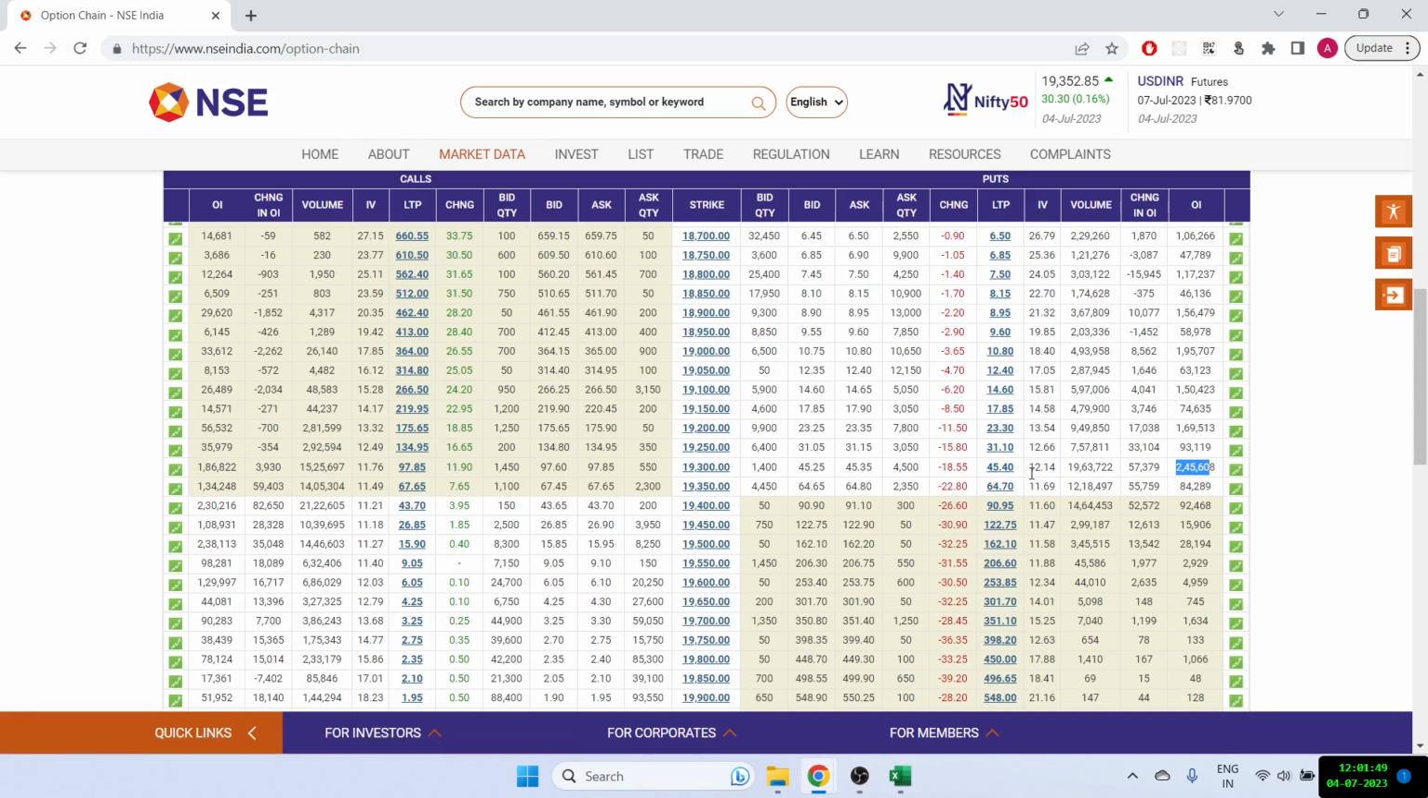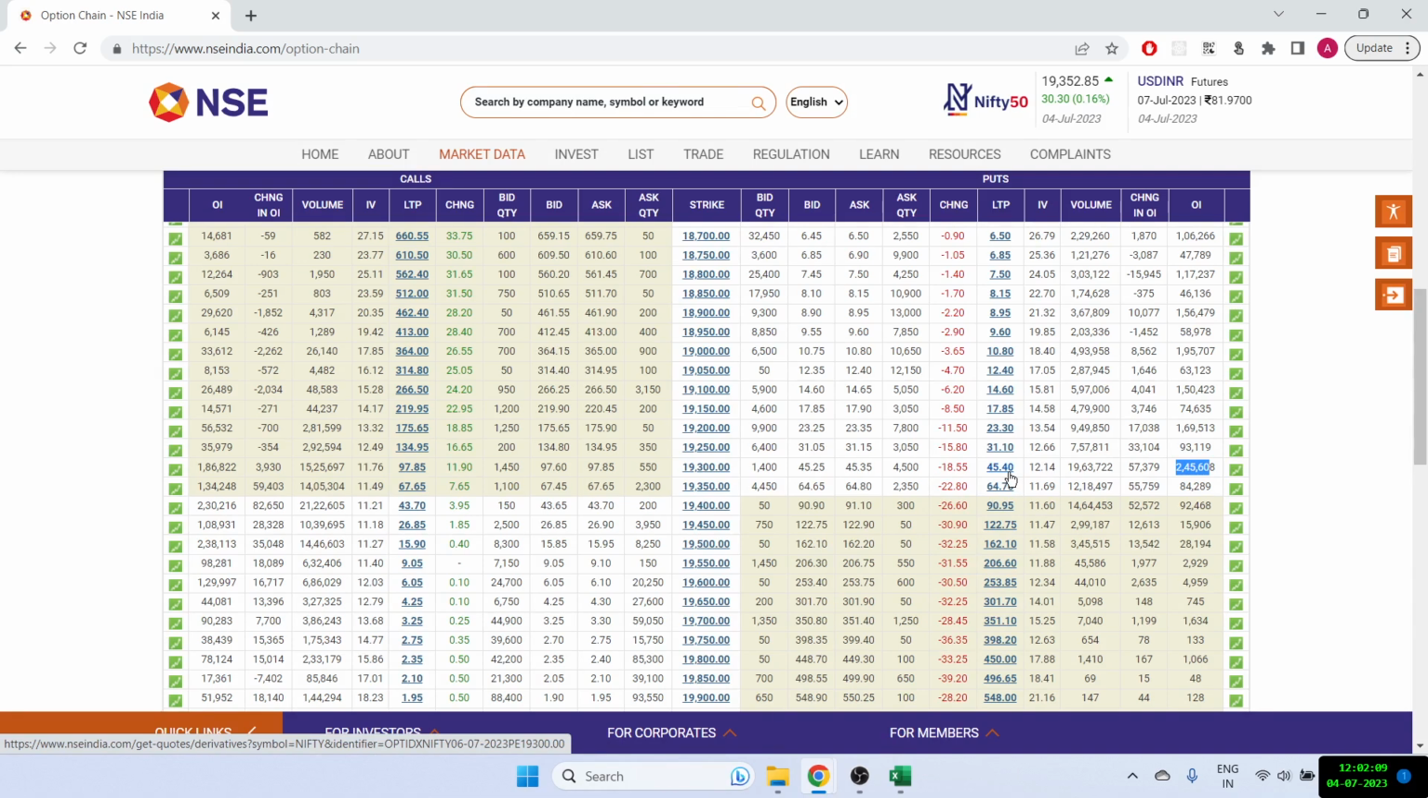Once that happens, I will buy the option, and generally what I do is I keep a small stop loss. Whatever is the price of the option, maybe 20% of that is my stop loss. So in this case, if I'm buying the 19,300 put at 50 rupees, I will put a stop loss of 10 points and I will go for a 1:2 trade.